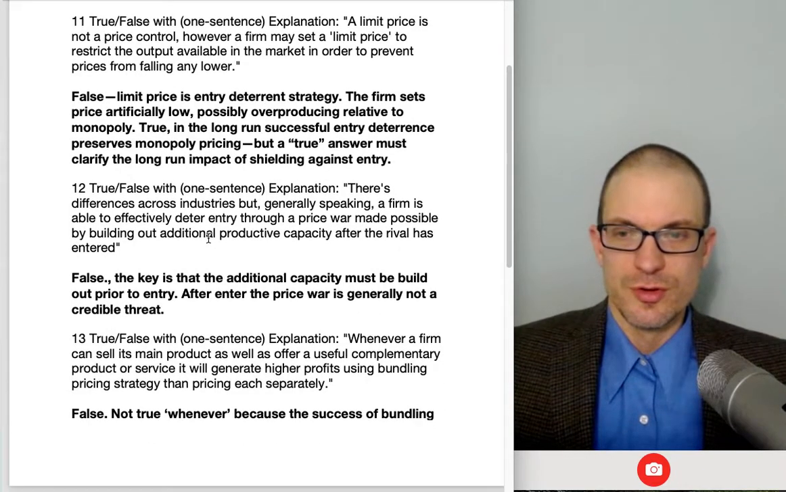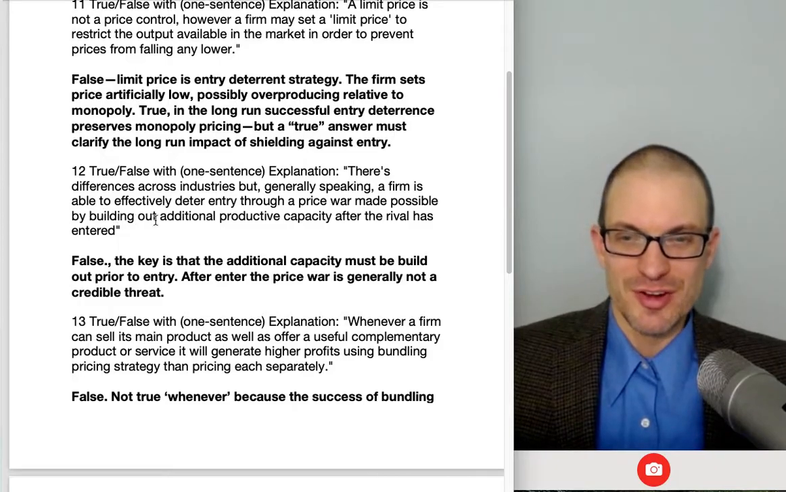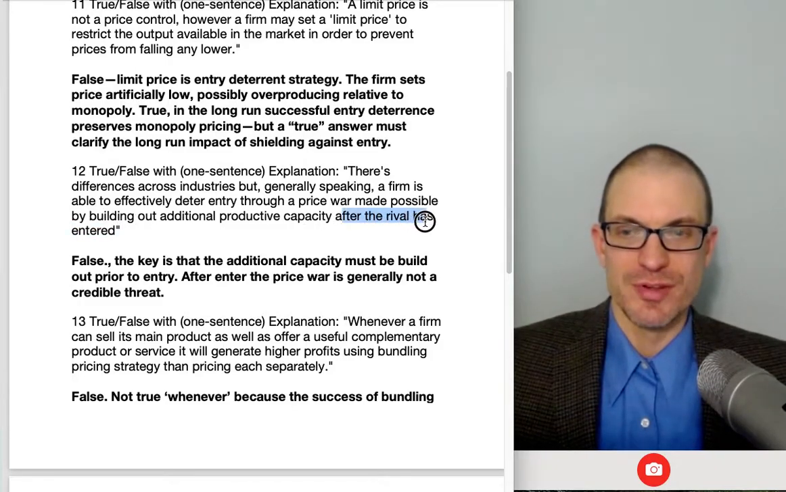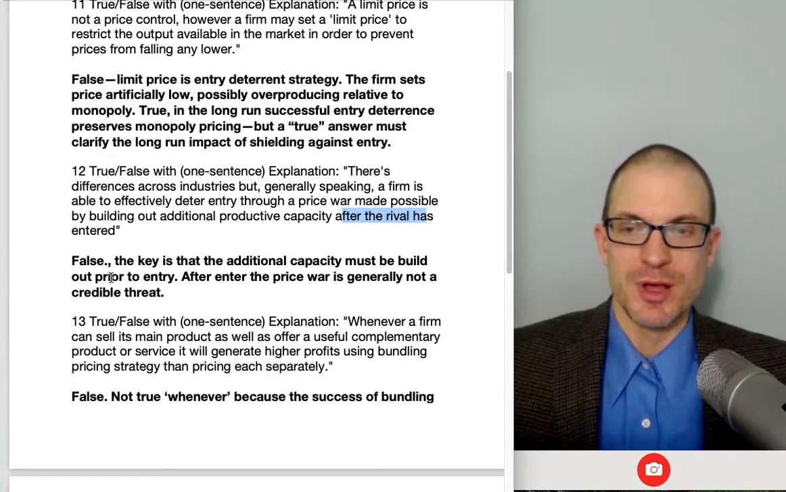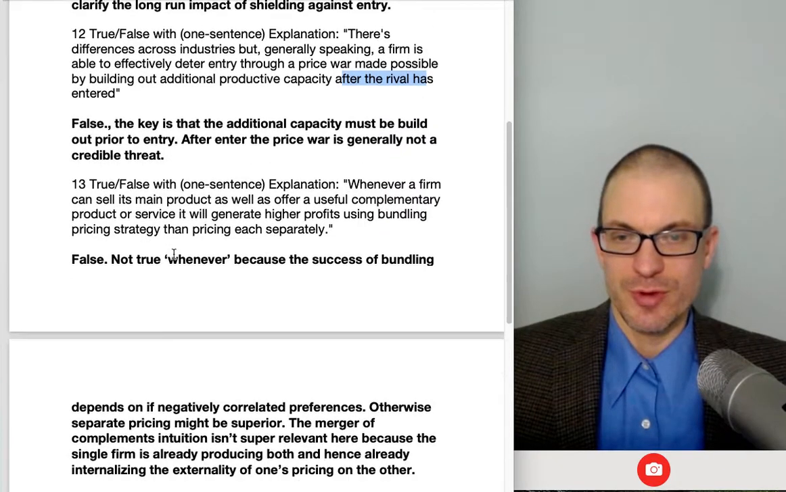All right, so there's differences across industries. Generally speaking, a firm is able to deter entry through a price war. No. What's the problem? Building out additional capacity after the rival has entered. That's not a credible threat. So the additional capacity must be built out prior to entry. After entry, the price war is generally not a credible threat.